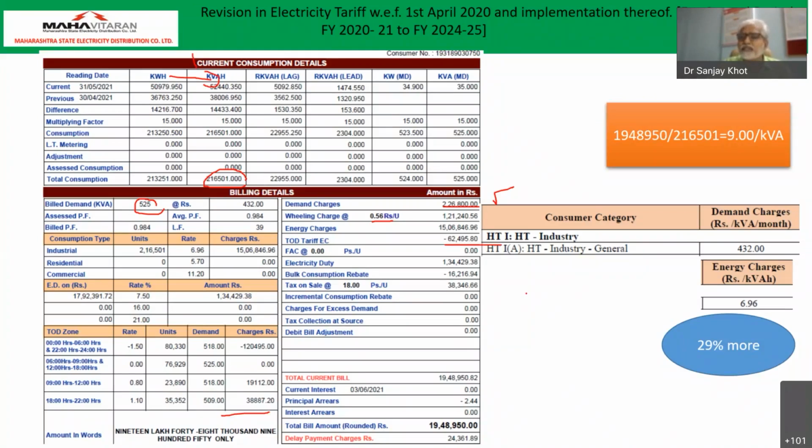Now here you can see, as per this chart, the rate is 6.96 per kVAh. Considering this 432, per kVA it actually comes to 9 rupees. Now you can imagine how big the difference is, and that comes because of the hidden charges.